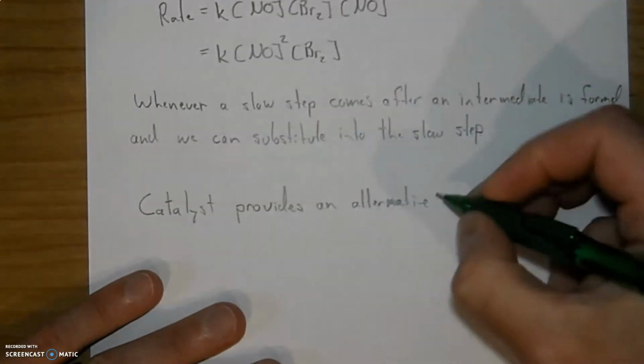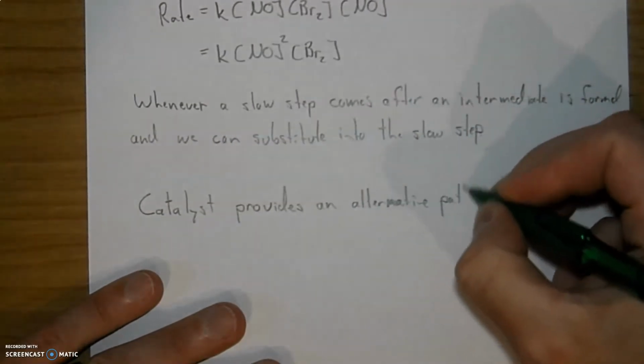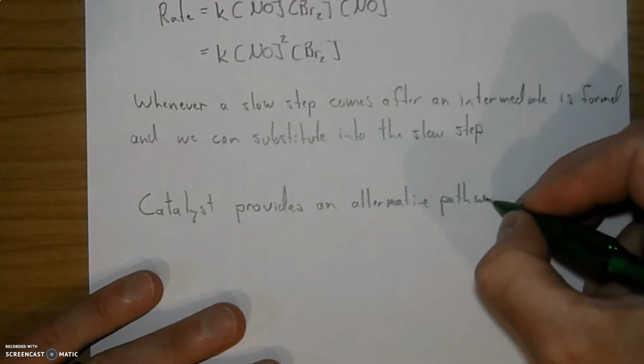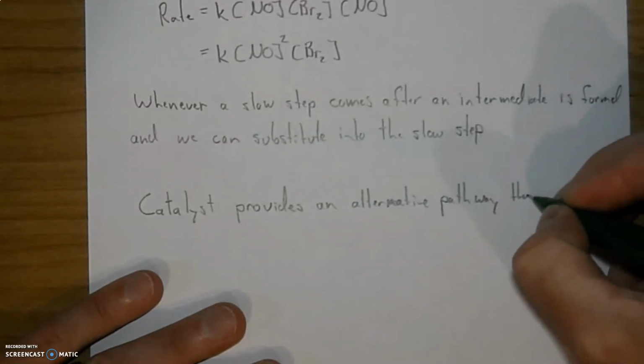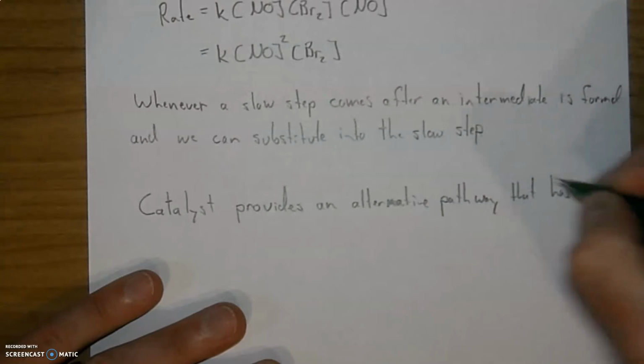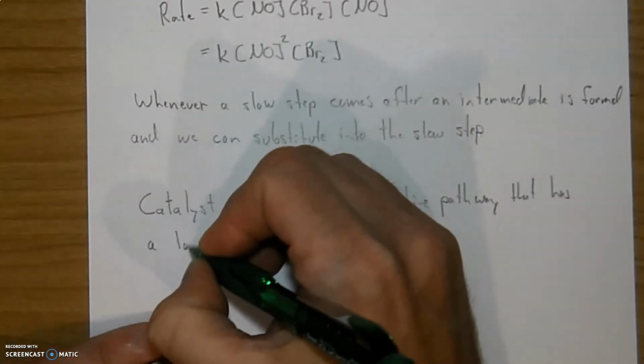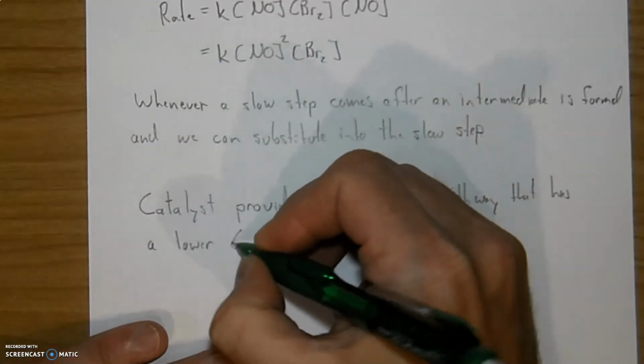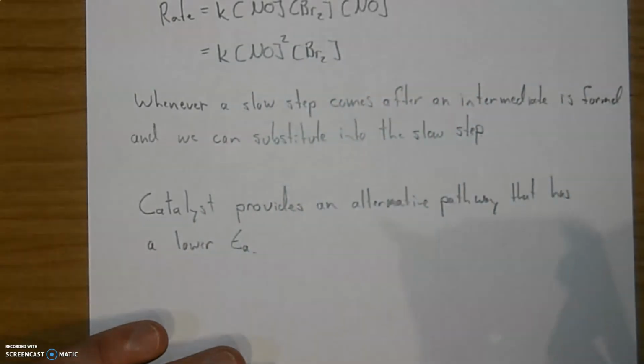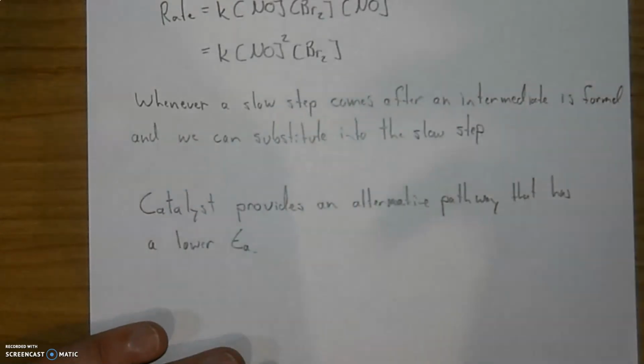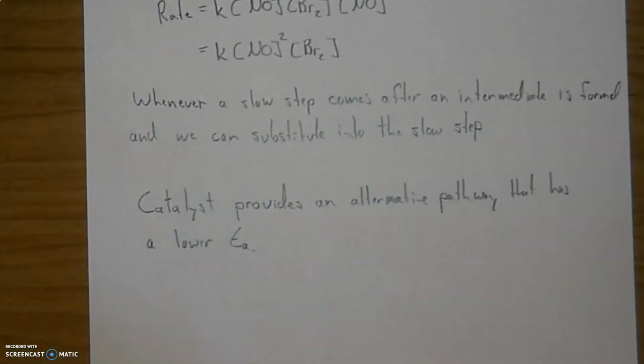alternative pathway that has a lower activation energy. So the reaction goes more quickly because of the lower activation energy, because of the different pathway. Okay, that is the end of the lecture for chapter 14.